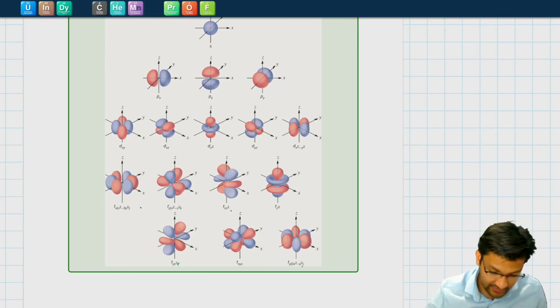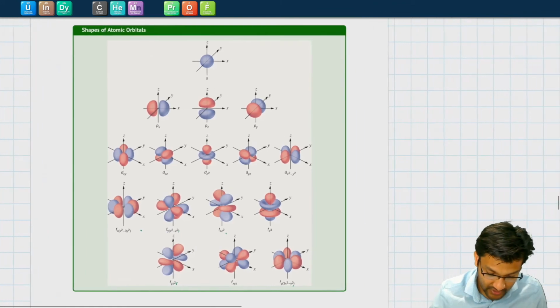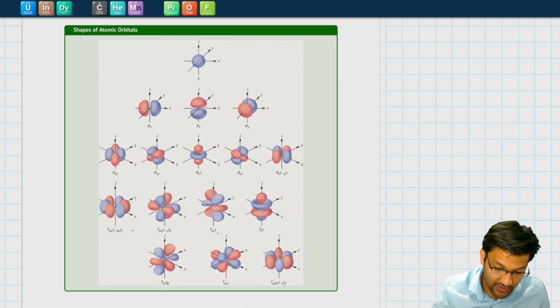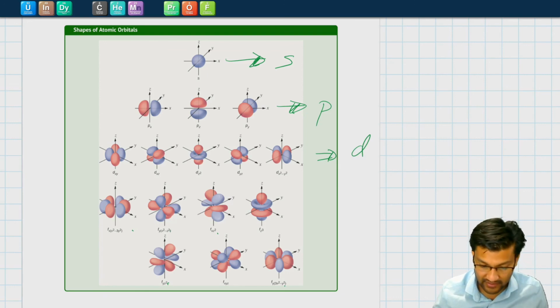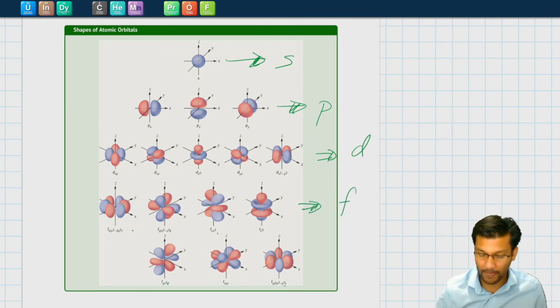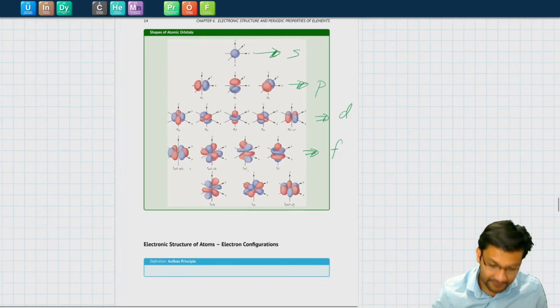So that's how we should think of atomic orbitals, and these are the ones that I wanted to show you so that you can recognize them. You see a sphere, think s orbital. You see a little dumbbell shape, think p orbital, or L equals 1. You see this sort of 4-clover pattern, think d orbital. You see this sort of weird 6-clover pattern, think f orbital. All right, that's it for atomic shapes.